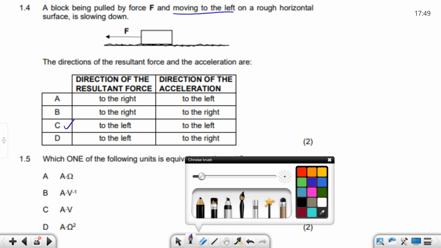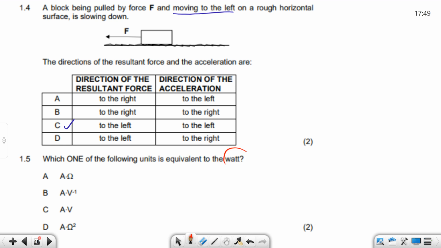Now, what does this refer to? Power. Now, if you check here, what's the formula for power? IV. How do we measure current? In amperes. And voltage in V. Do we have AV? Done. It's C. Thank you, guys. C.